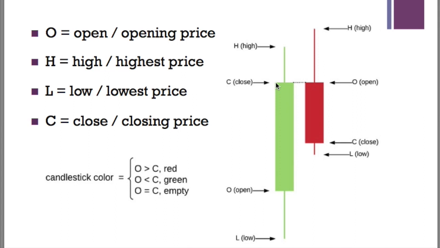And here the close is higher than the open. So the buyers were in control. They pushed up the price. Day 2, so we start with opening price, whole day long people trade, highest price, lowest price. And here the close is lower than the open. The sellers were in control. They pushed down the price. So that's why here it's red.